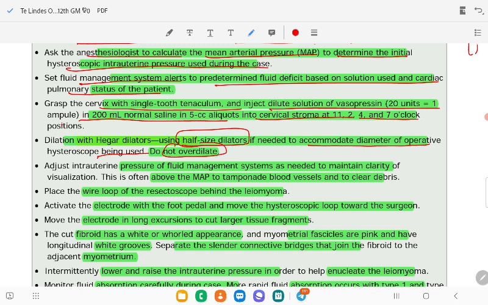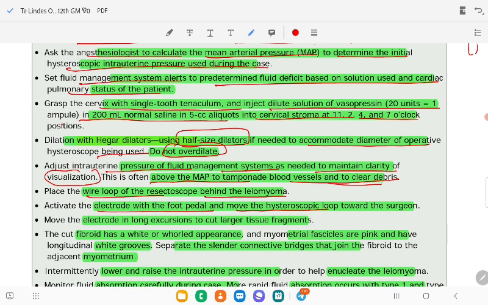Don't overdilate. Adjust the intravenous pressure or fluid management system as needed to maintain clarity of visualization, and to maintain the protrusion. This tamponades blood vessels and clears the debris. Place the wire loop of the resectoscope behind the myoma and activate the electrode with the foot pedal.